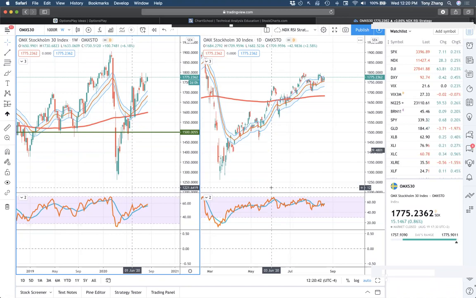Can you give an example of technical analysis using momentum, volatility, and volume?